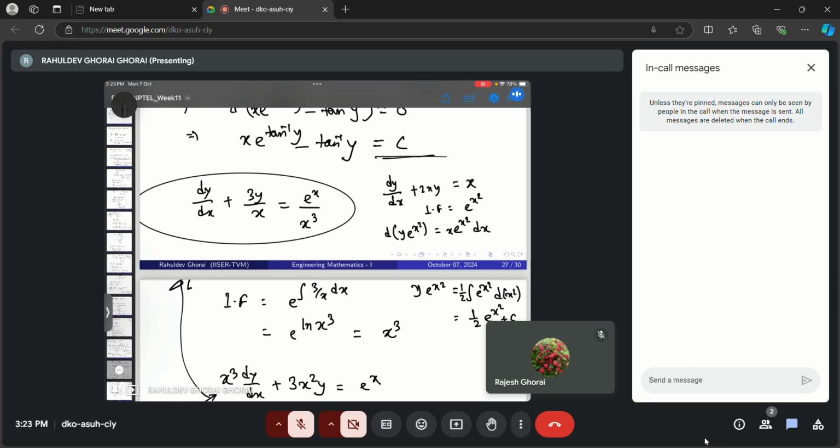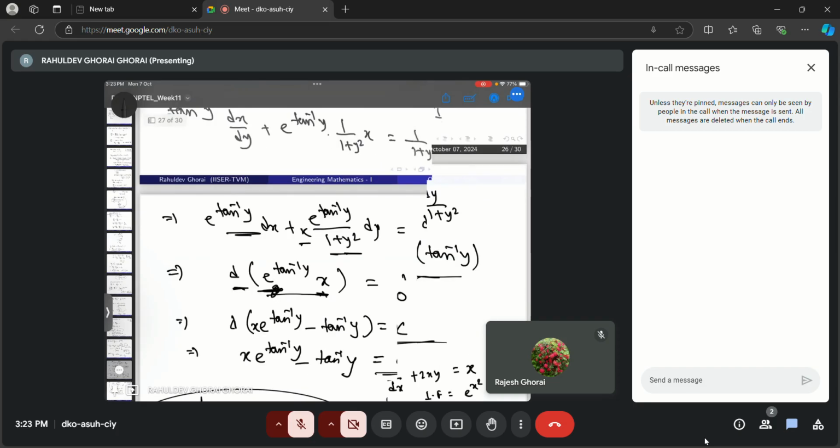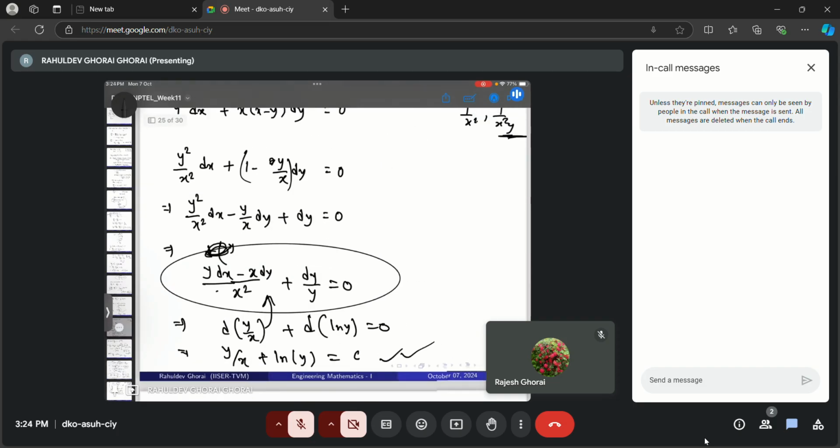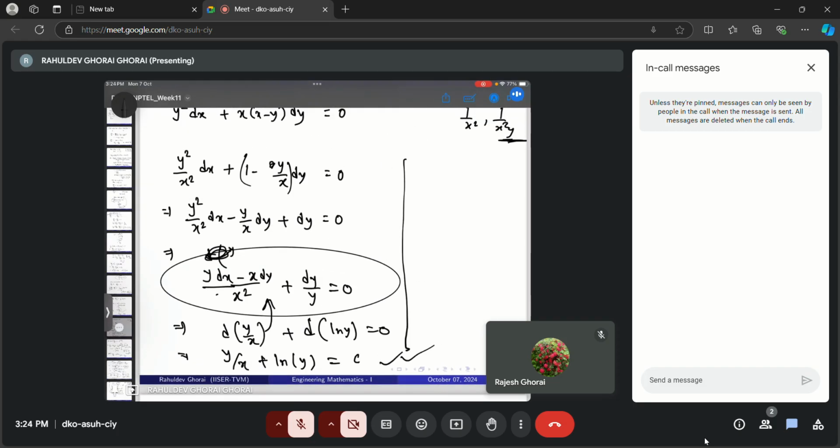The solution you can write in a more precise way: y will be half plus c times e to the power minus x square, right? So this is how you can find the solutions, which you can solve using integrating factors and all. Okay.